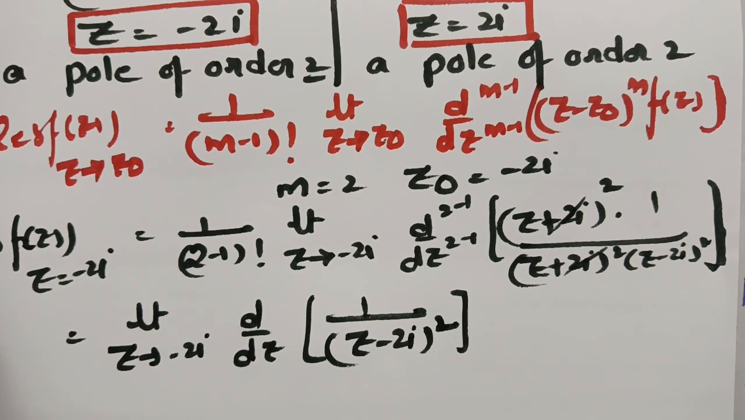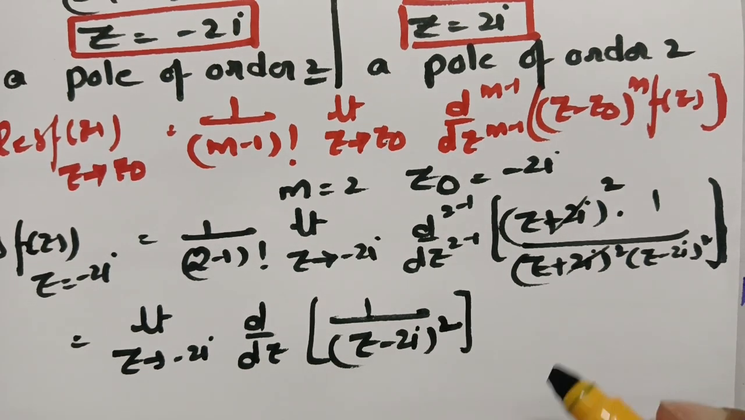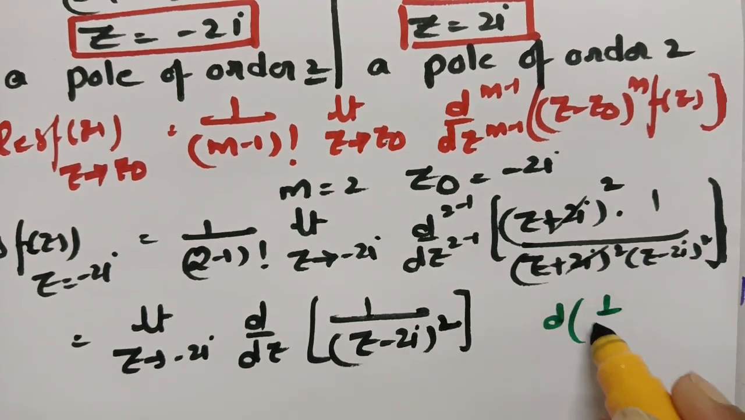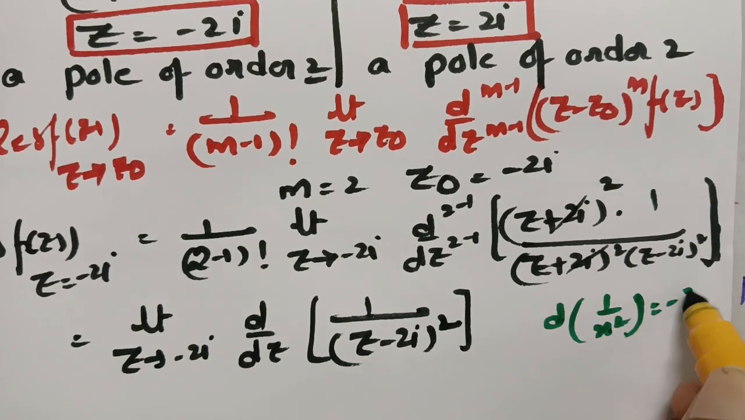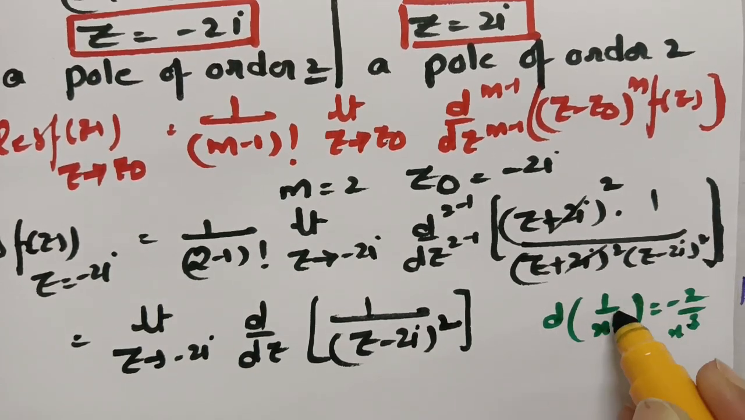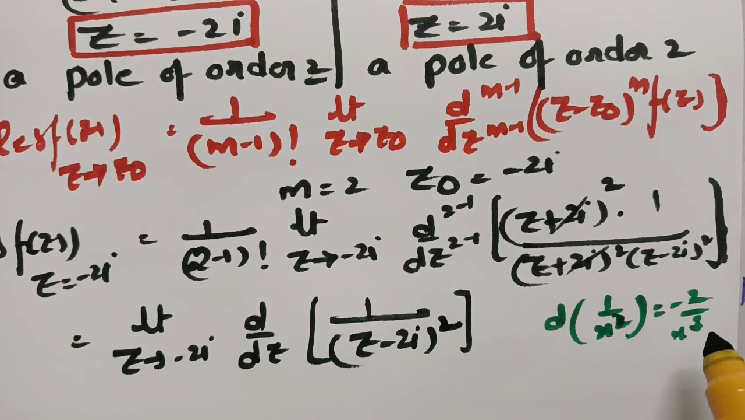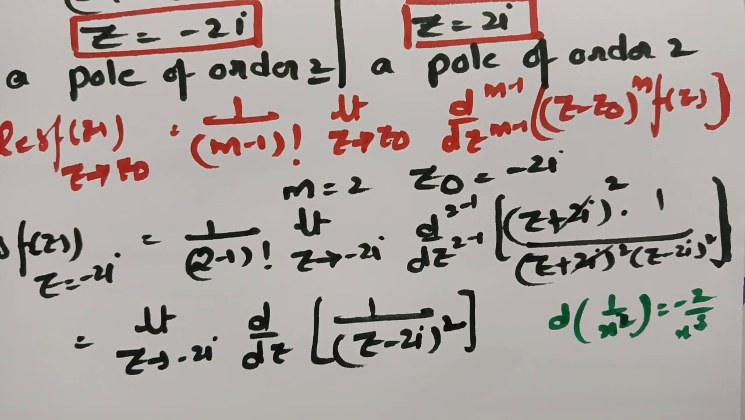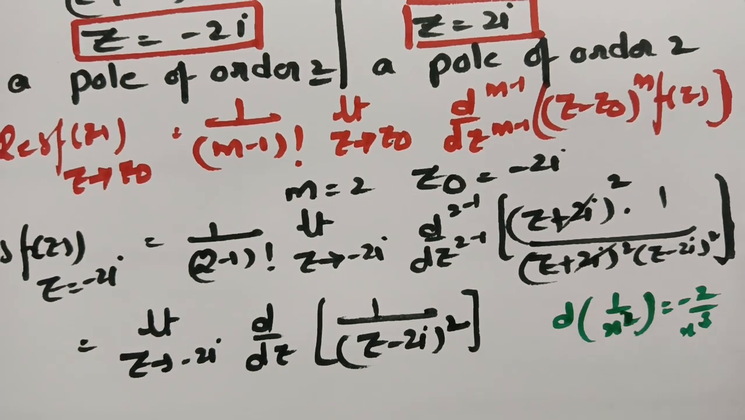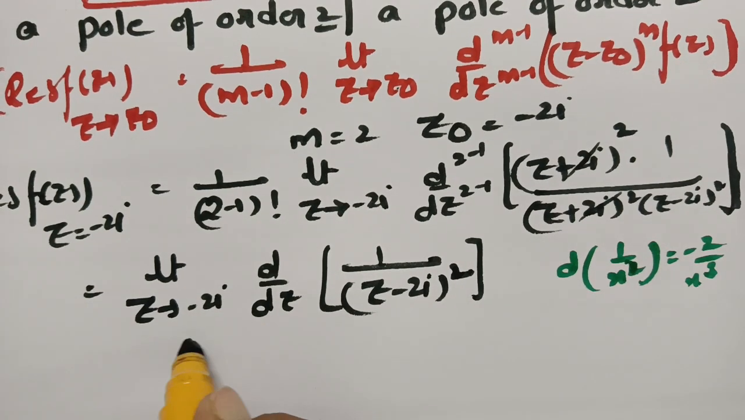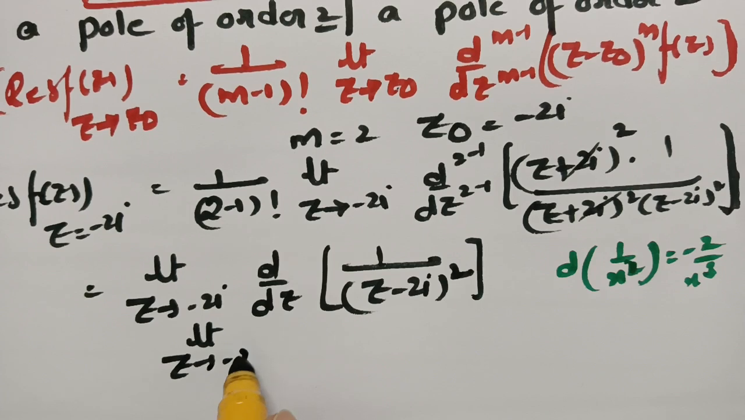So the derivative of 1 by x square, for example, is nothing but minus 2 by x cube. If I take the square to the numerator, this will be x power minus 2, and the derivative of x power n is nothing but n into x power (n minus 1). If I substitute here, this will be minus 2 by x cube. So after making the derivative, this will be limit z tends to minus 2i.